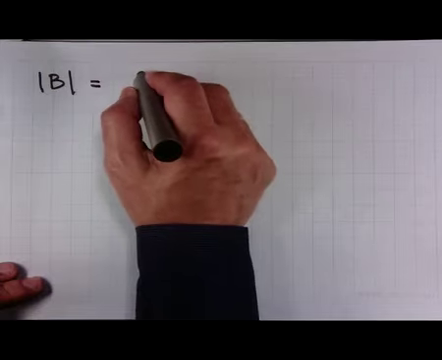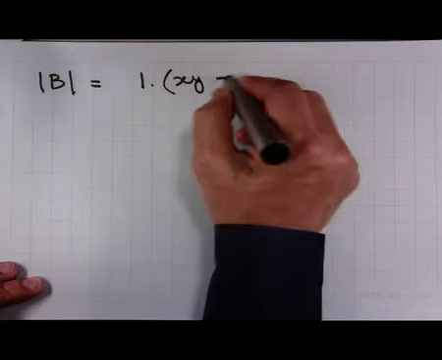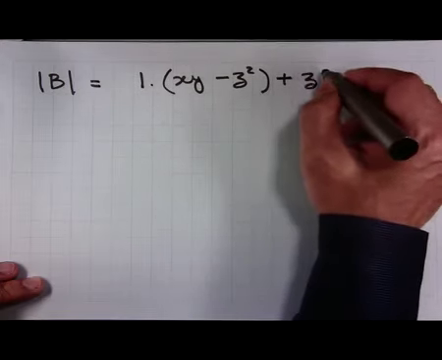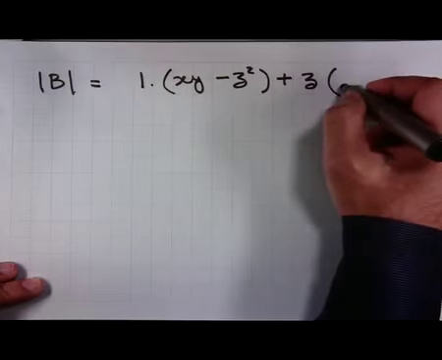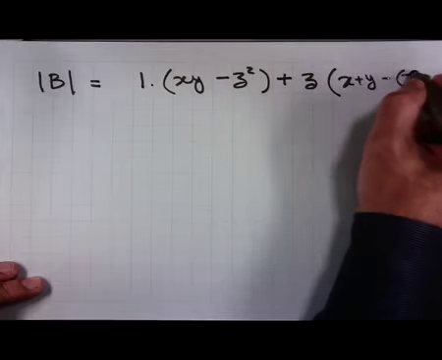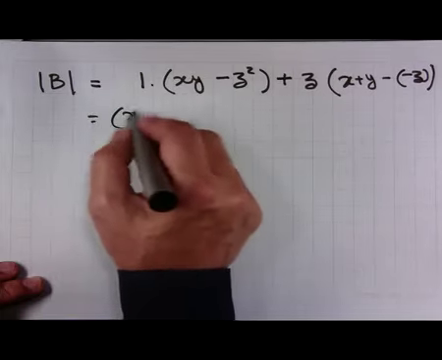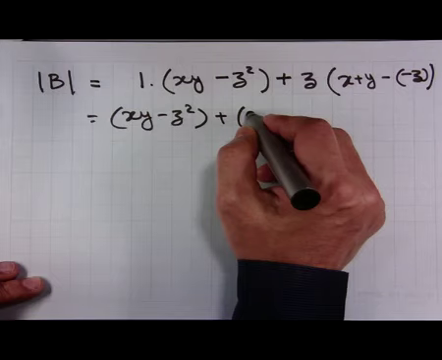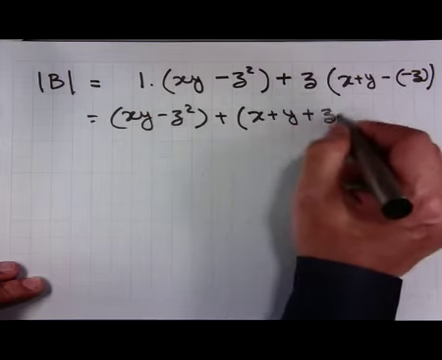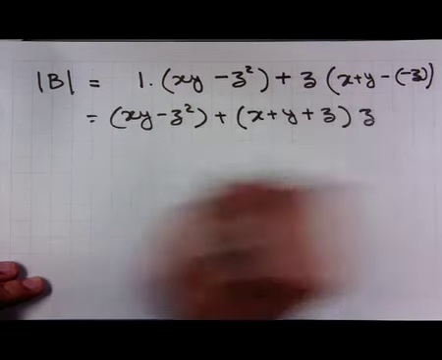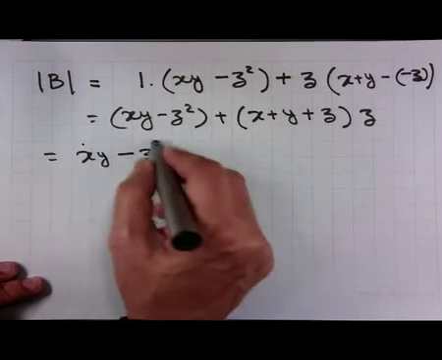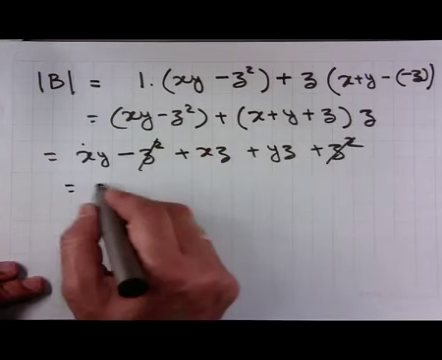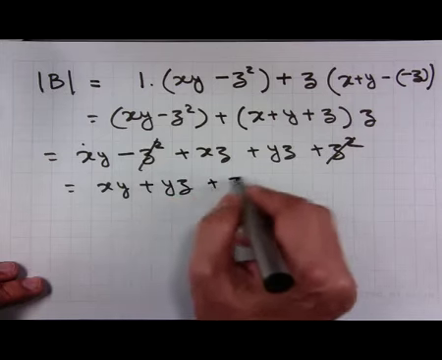So, if I expand along the first column, it is 1 into xy minus z square plus z into x plus y minus z, which is equal to xy minus z square plus x plus y plus z into z, which is equal to xy minus z square plus xz plus yz plus z square, and this cancels, which is equal to xy plus yz plus zx.